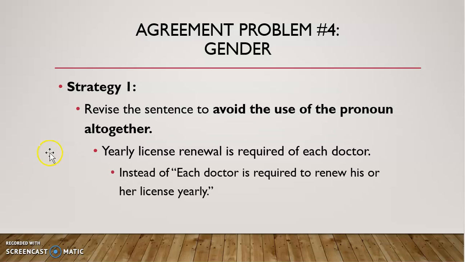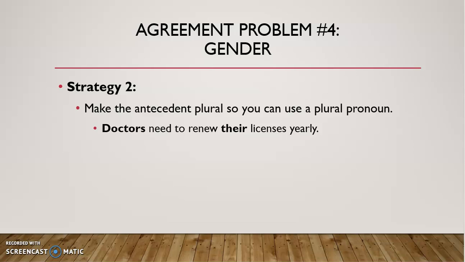The first strategy is to revise the sentence to avoid the use of the pronoun altogether. For example, yearly license renewal is required of each doctor, instead of each doctor is required to renew his or her license yearly. Right? When you remove the pronoun altogether, you don't have a problem with agreement based on gender.